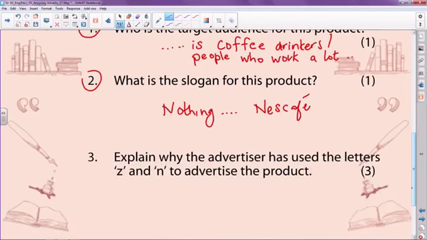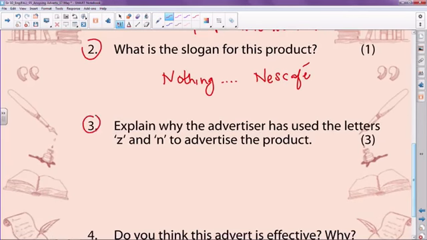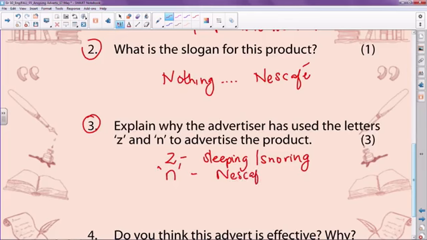And then the last question, second last question, explain why the advertiser has used the letters Z and N. Well, you'd say Z suggests somebody who's sleeping or snoring, somebody who's very tired and needs to be woken up. And the solution comes with an N, which suggests Nescafe.